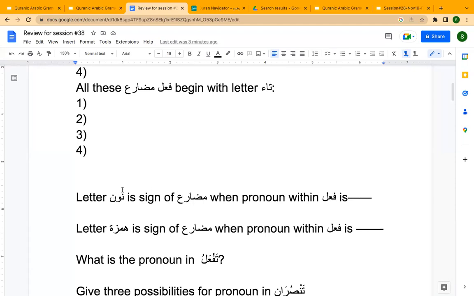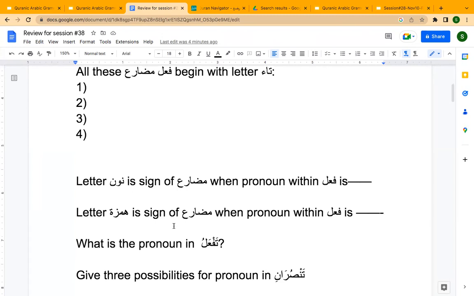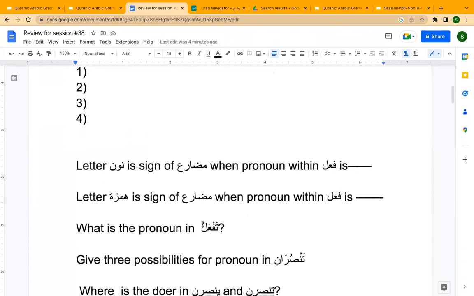Noon is the sign of mudare when the pronoun within the fail is nahnu. Very well done. Yes, or we, right? Letter hamza is the sign of mudare when the pronoun within the fail is ana. Very well done. And now I'm not even finishing my question, and alhamdulillah, my dear sisters have started to answer. Barakallahu feek.